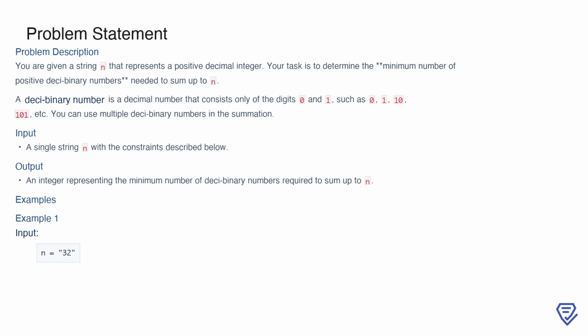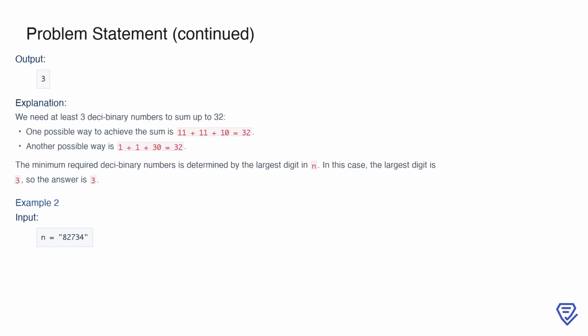of Deci-Binary numbers needed. Let's look at an example where the input is n equals 32. The output for this example is 3. This means we need at least 3 Deci-Binary numbers to sum up to 32. Here's how we can achieve this. One possible solution is to use 11 plus 10 plus 11, which equals 32. Another way could be to use 1 plus 1 plus 30.